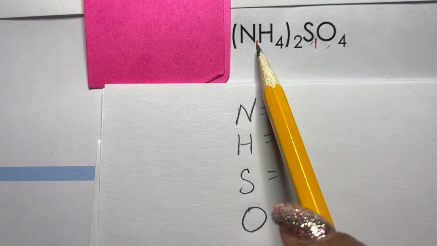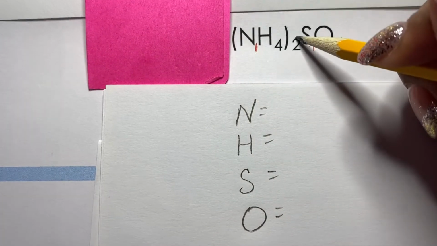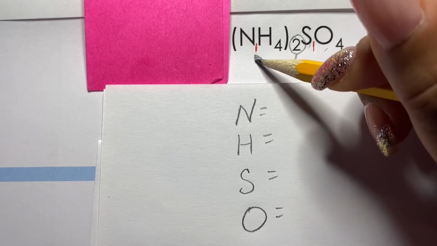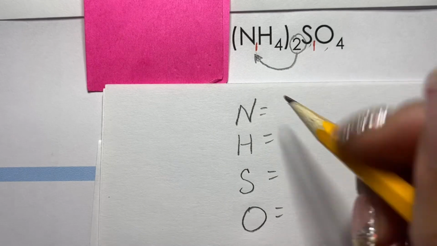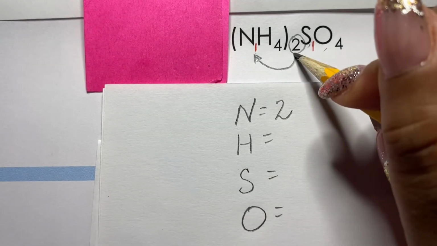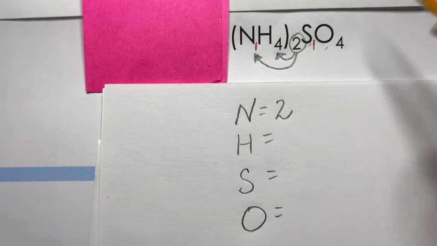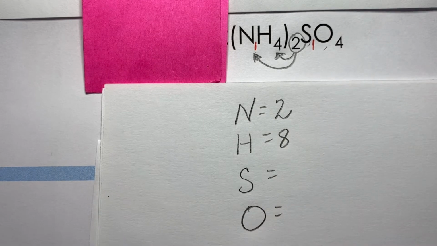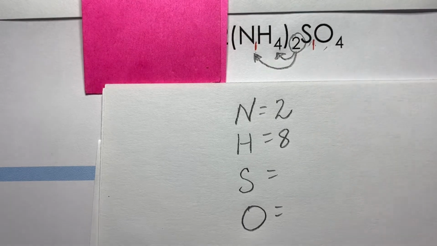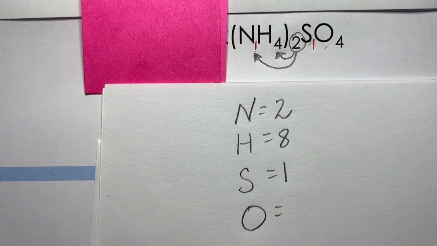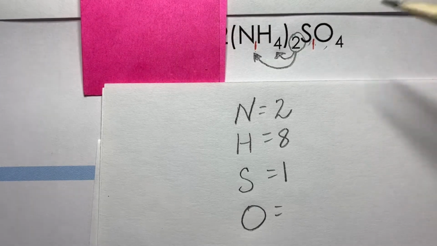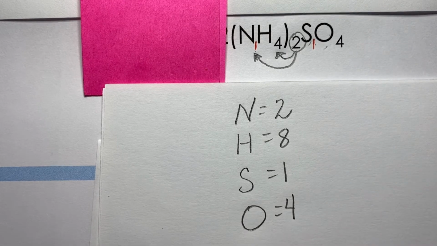So for nitrogen, don't forget this little subscript down here. We have to distribute it in here, which will give us 2 times 1. And we have to distribute it in here, which will give us 2 times 4, which is 8. We have 1 S. This subscript is not outside of a parenthesis, so it's just for the O, the oxygen. So we have 4 oxygen.